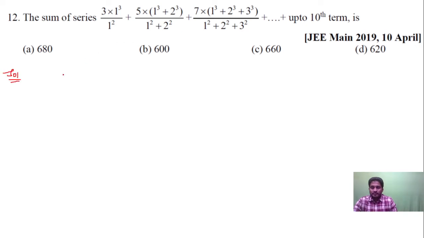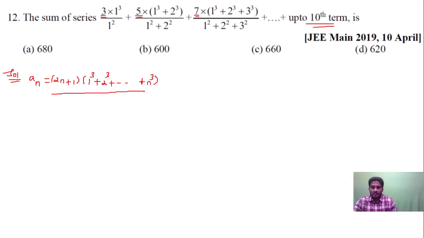First I'll write the nth term, an, then I'll find out S10, the sum of the first 10 terms. The first factors are 3, 5, 7 and so on. Obviously the nth factor will be 2n plus 1. Then the first term is 1 cube, the second term is 1 cube plus 2 cube, the nth term is 1 cube plus 2 cube, and so on up to n cube.